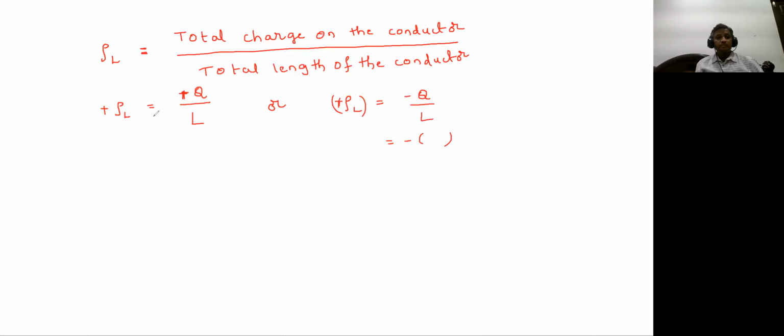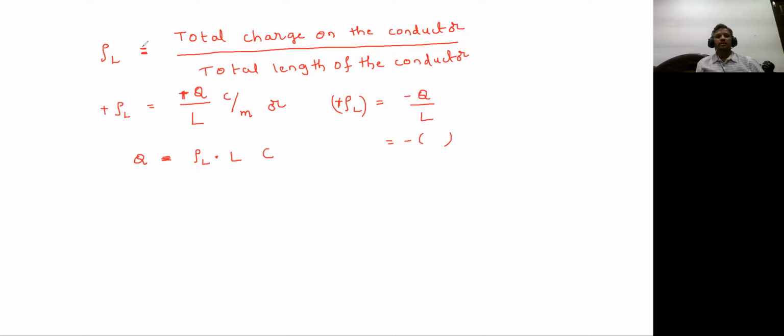So now what we should see is the unit of this charge. Charge unit is coulomb and length unit is meter. So plus rho L, or simply rho L is equal to Q by L, coulomb per meter. Sometimes what generally will be asked is the total charge when rho L and L is given to you, and that will be written as rho L into L, coulombs. So here we'll try to understand what exactly the meaning of this is.